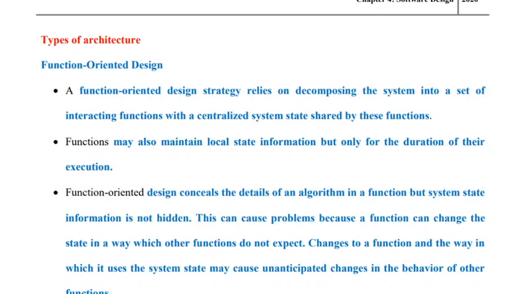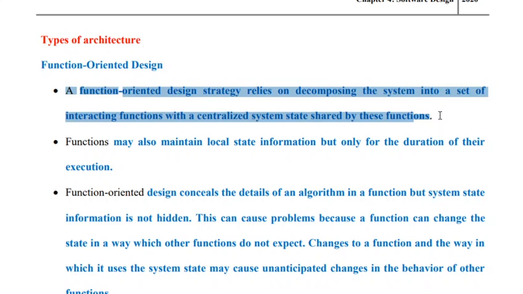In case of function-oriented architecture, the system is perceived as a collection of interacting functions, or the system is decomposed as a collection of interacting functions where the overall state information is centralized. Now, what does it basically mean? Here, you implement a system as a collection of interacting functions with the information content of the system being centrally placed. Now, there are several disadvantages of having such kind of orientation.